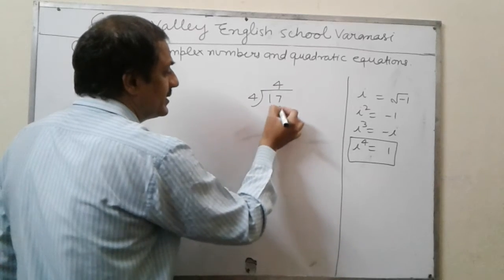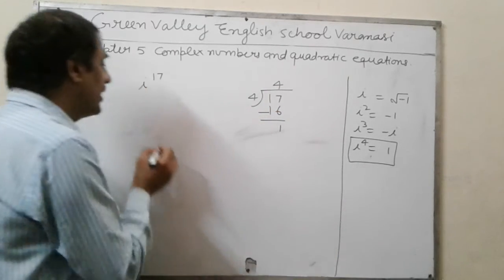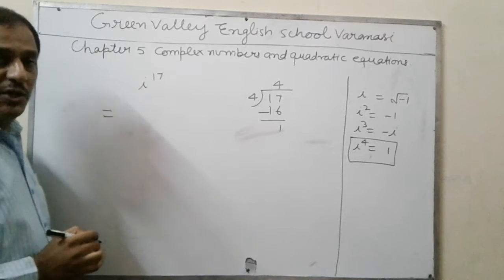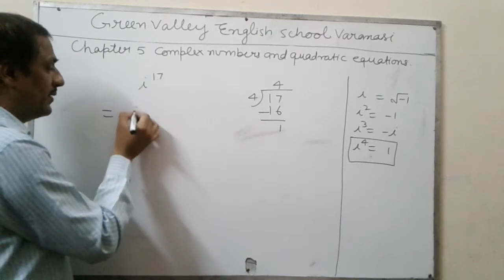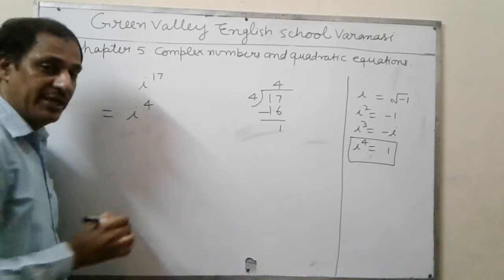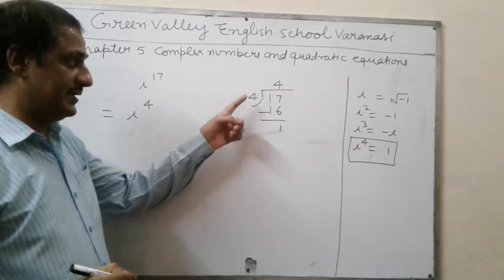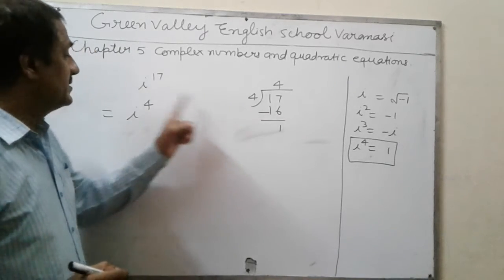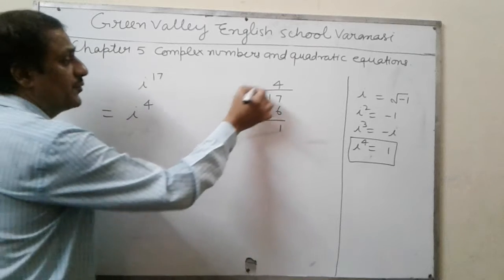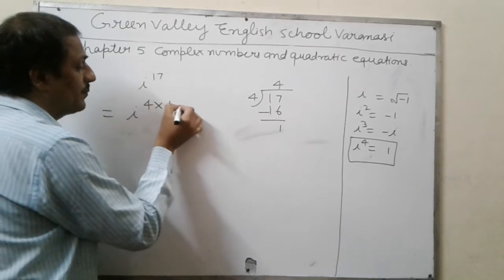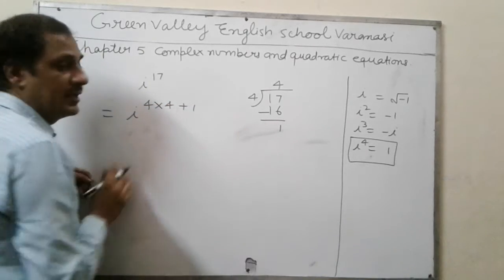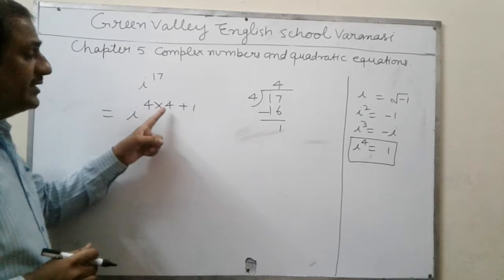4 fours are 16, the remainder is 1. Now in place of i power 17, we can write i power 4 into 4 plus 1 by using the Euclid division algorithm. In place of 17 we will write 4 into 4 plus 1. Okay, divisor into quotient plus remainder.